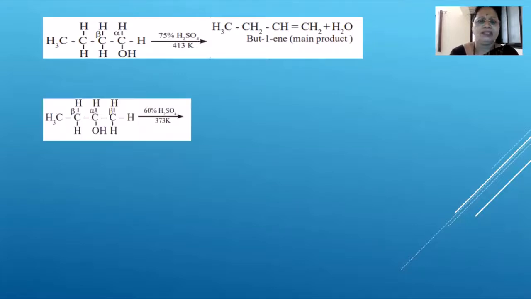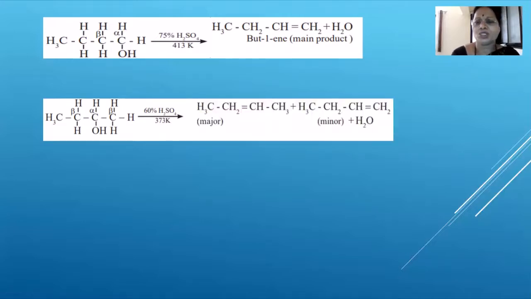Then when the alcohol is secondary, see this one is primary, this one is secondary, same molecular formula, an isomer of this alcohol. This one is butan-2-ol. See here, the condition is different, 60% sulfuric acid, 373 Kelvin, and here a mixture of two products. First product is but-2-ene and second is but-1-ene. So along with this OH group, the hydrogen of this carbon can be removed or of this carbon can be removed.